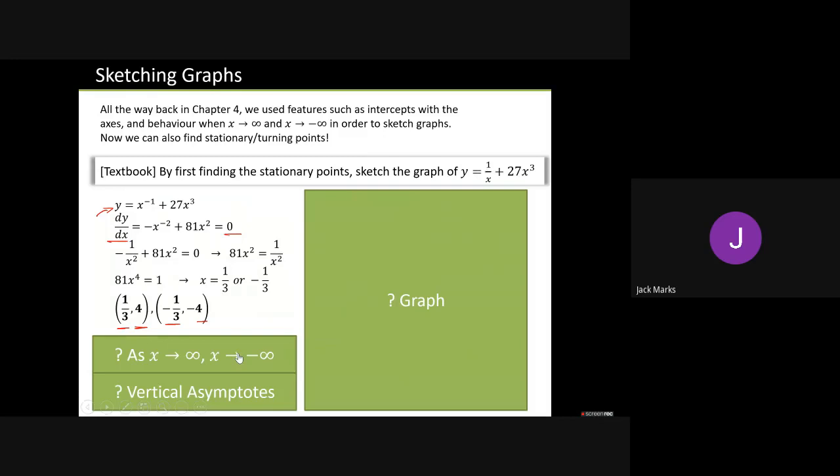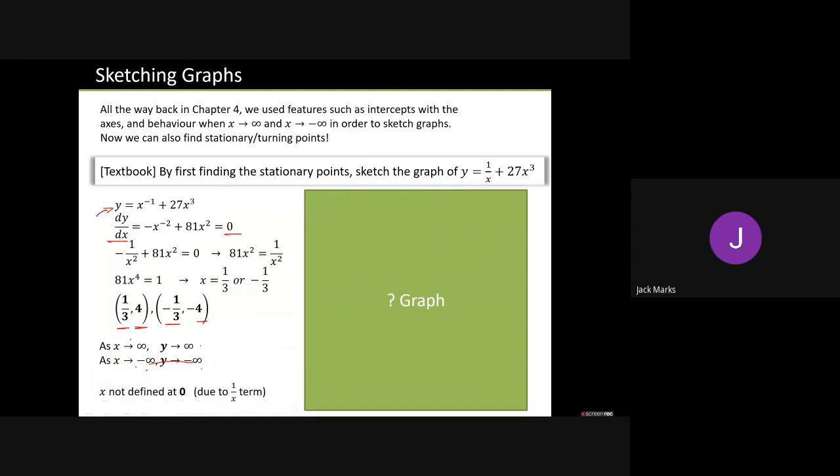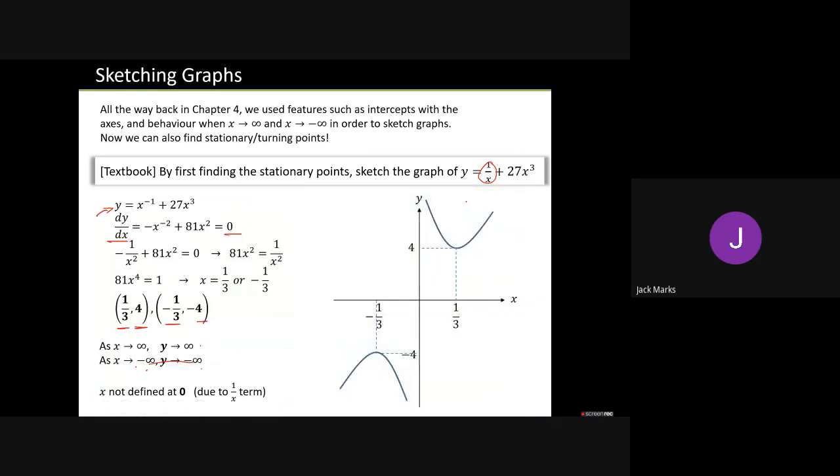We might also want to look at some extreme values because it's quite hard to draw this thing here. So what happens for very big values of x? Well, for very big values of x, y gets very big. For very negative values of x, y gets very negative. Also, do we have any vertical asymptotes? Well, when we have 0, we'll be doing 1 divided by 0, and we're not allowed to do that. So if we put this all together, we can come up with a bit of a graph.